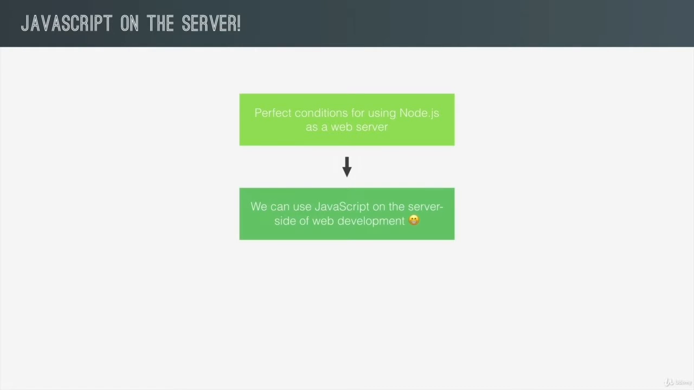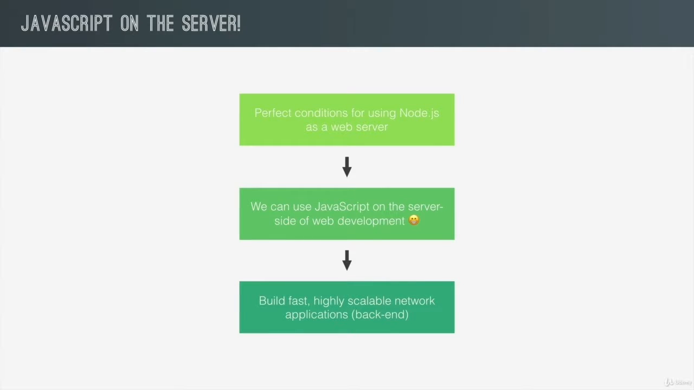Anyway, now that we have JavaScript outside of the browser in a kind of standalone environment, which is Node.js, we can do so many more things with JavaScript that were completely impossible before, like accessing the file system, or better networking capabilities are now possible with Node.js. And all these factors together give us the perfect conditions for using Node.js as a web server, meaning that now we can finally use JavaScript on the server side of web development in order to build fast, highly scalable network applications for powering the back end of our websites or applications.